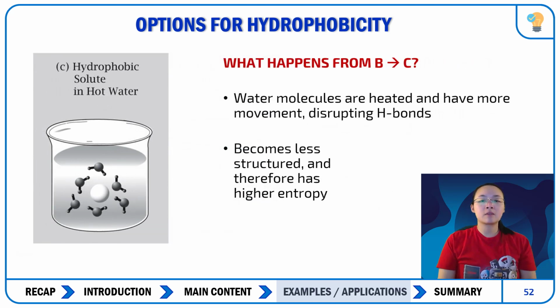With hot water, things are a little bit different. The water molecules are now heated and they have more movement, which already disrupts the hydrogen bonds. And so the entire system becomes less structured and therefore has higher entropy. And it's already hard enough to maintain a network of hydrogen bonds. So the effect of trapping your hydrophobic solute isn't as evident here. And because your whole system already has a higher state of entropy, it's already a preferable configuration to just have your hydrophobic solute mixed in with your hydrophilic molecules.